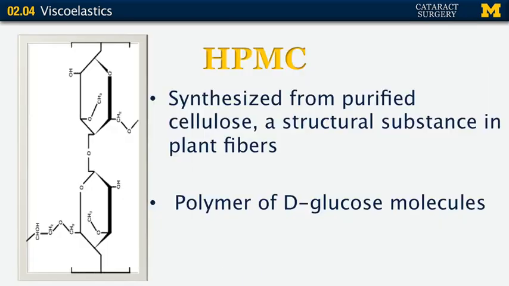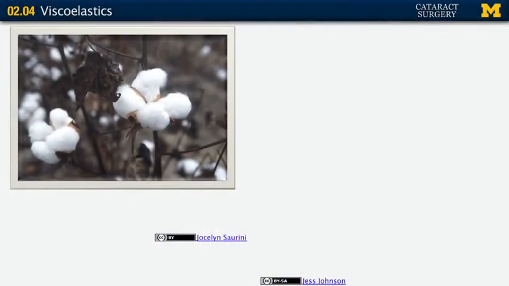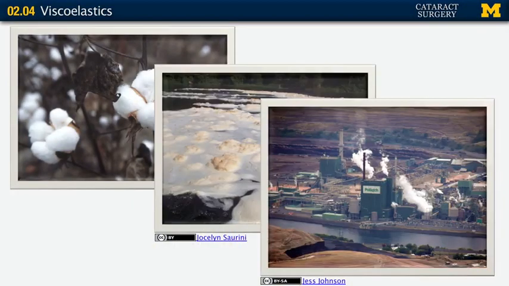On to HPMC. This is synthesized from purified cellulose, which, like I said, is a structural substance in plant fibers, and is a polymer of D-glucose molecules. These molecules were actually used in OVDs several years ago, and actual vegetable fibers were found in some of the samples of OVDs that were used in the early 80s. So these aren't commonly used any longer, just an interesting fact to make you look smart. And the source of that was actually cotton wool fibers and wood pulp. I should say the source was, because like I said, they're not really used very much in the United States anymore.